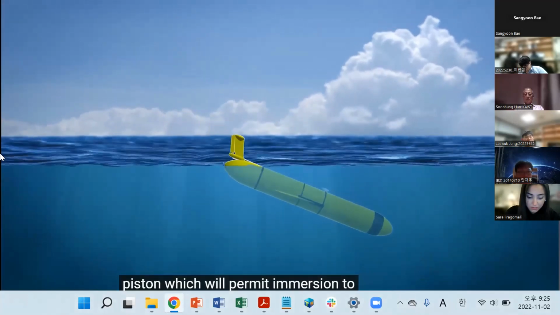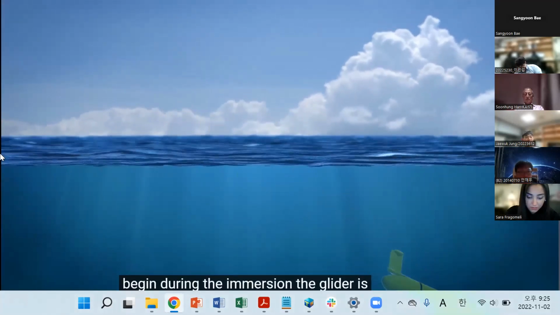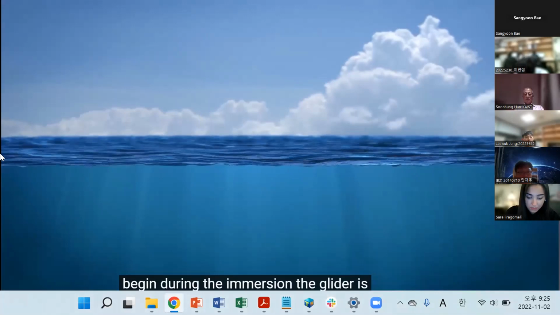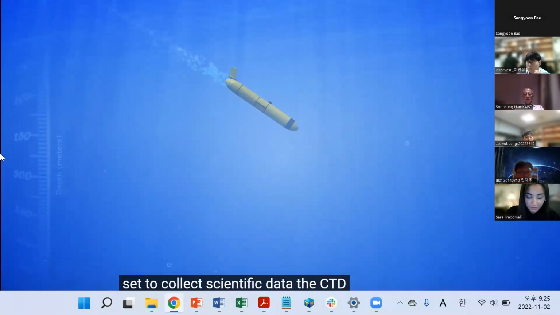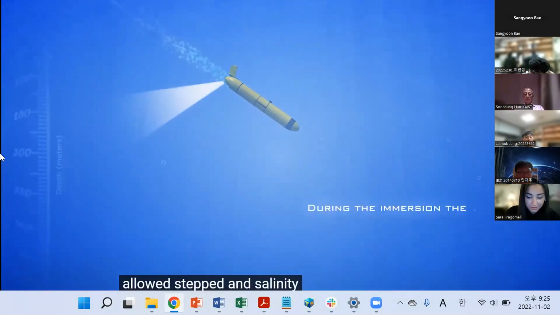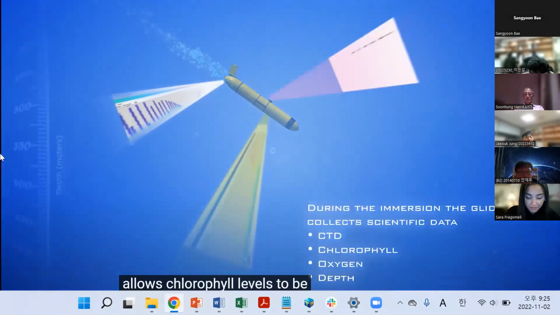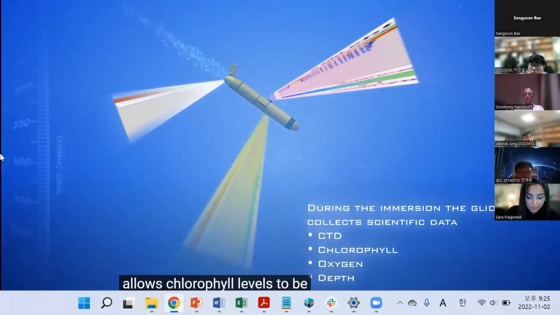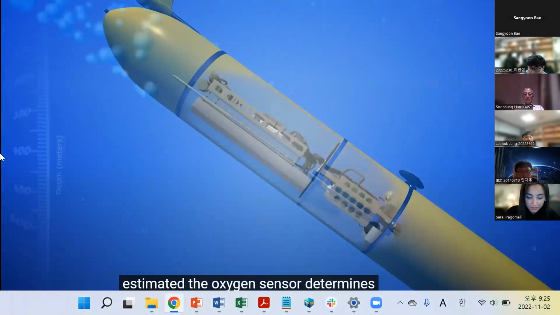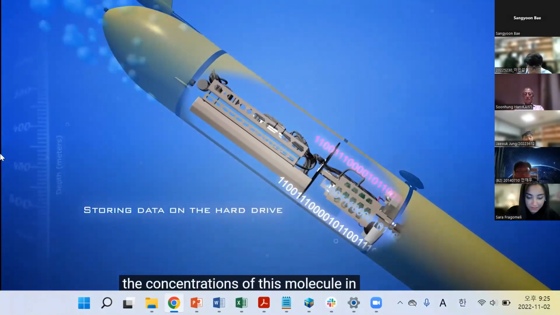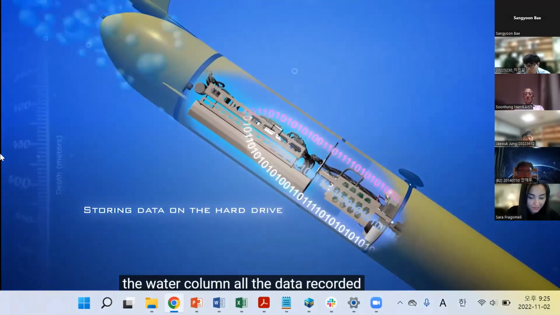During the immersion, the glider is set to collect scientific data. The CTD allows depth and salinity measurements to be made. The fluorometer allows chlorophyll levels to be estimated. The oxygen sensor determines the concentrations of this molecule in the water column. All the data recorded by the sensors is stored on a hard drive.